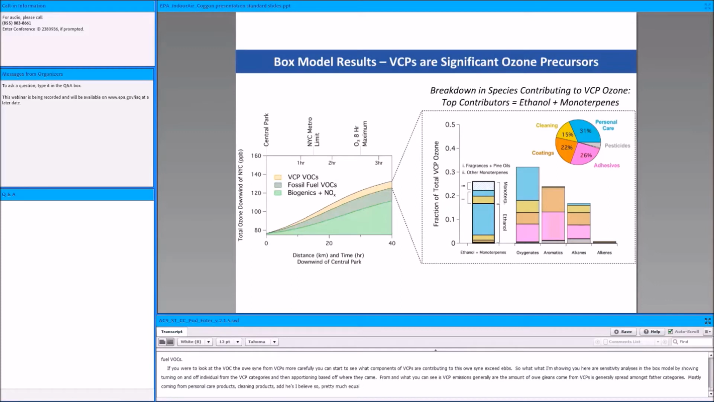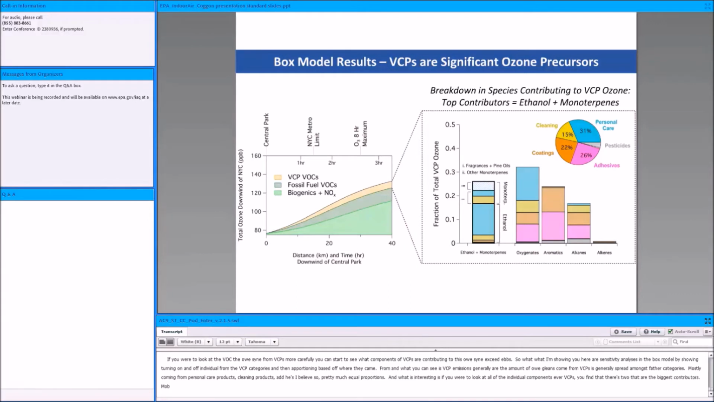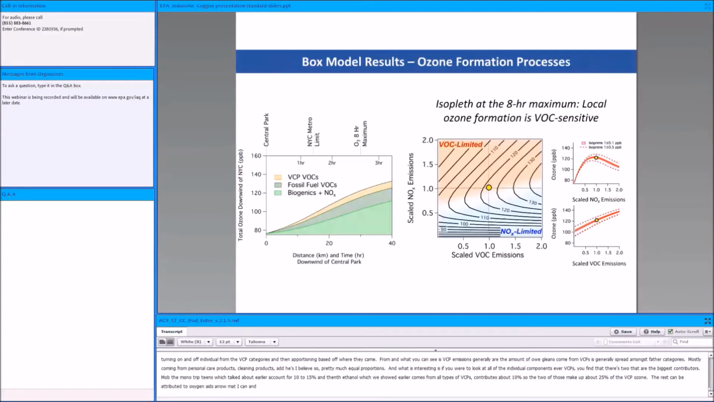And what's interesting is that if you were to look at all of the individual components of VCPs, you find that there's 2 that are the biggest contributors. Monoterpenes, those anthropogenic monoterpenes that we talked about earlier, account for about 10 to 15%. And then ethanol, which we showed earlier comes from all types of VCPs, contributes about 10%. And so the 2 of those make up about 25% of the VCP ozone. The rest can be attributed to oxygenates like glycols, aromatics, and then alkenes. So this is showing you that VCP ozone is important, and that there are specific molecules that are contributing to VCP ozone.